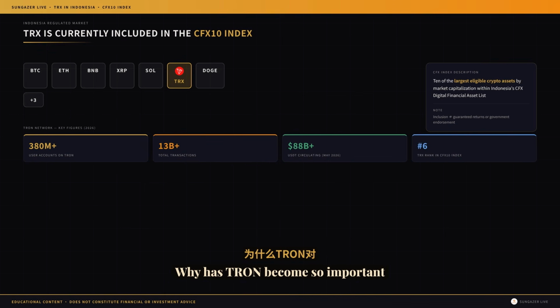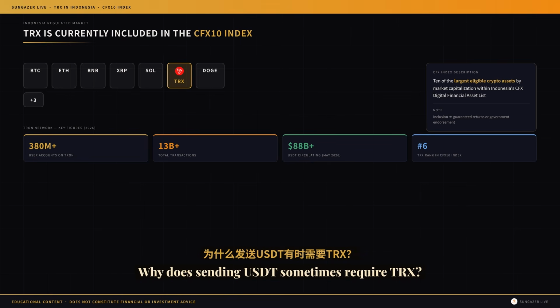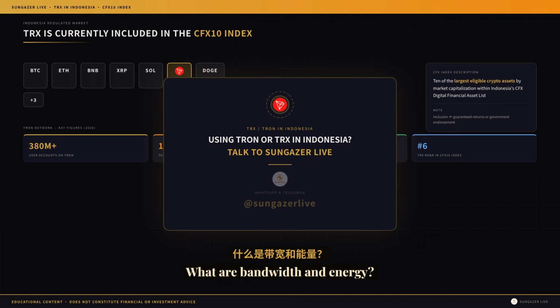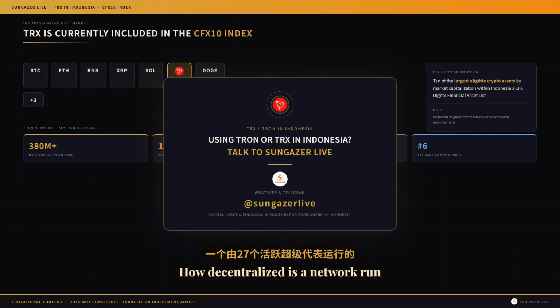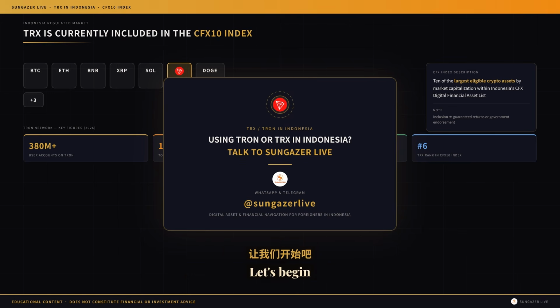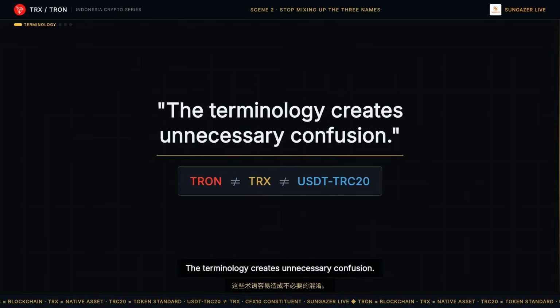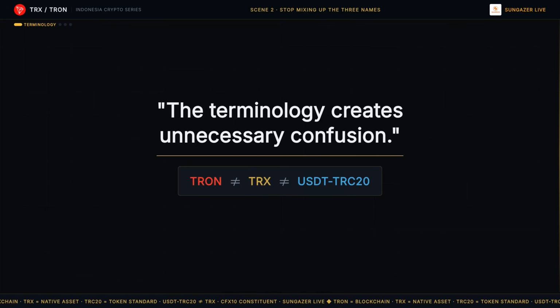Why has TRON become so important for stablecoin transfers? Why does sending USDT sometimes require TRX? What are bandwidth and energy? How decentralized is a network run by 27 active super representatives? And what should foreign crypto users in Indonesia understand before using it? Let's begin. The terminology creates unnecessary confusion.